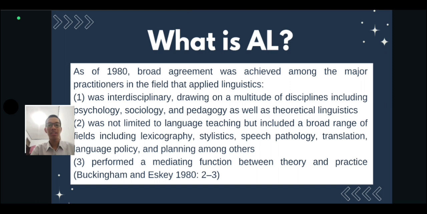What is applied linguistics? As of 1980, broad agreement was achieved among the major practitioners in the field that applied linguistics: One, was interdisciplinary, drawing on a multitude of disciplines, including psychology, sociology, and pedagogy, as well as theoretical linguistics. Two, was not limited to language teaching, but included a broad range of fields including lexicography, stylistics, speech pathology, translation, language policy, and planning, among others. Three, performed a mediating function between theory and practice.